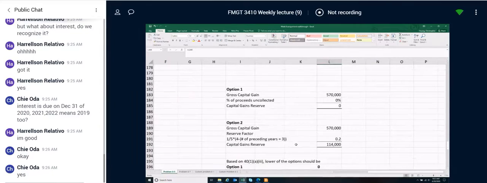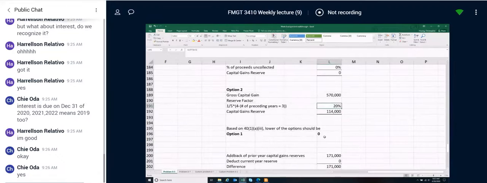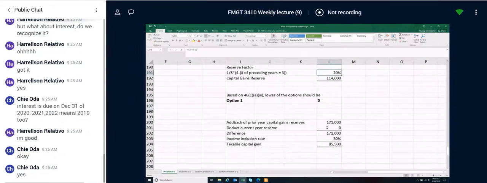2022, now you're at 0 versus 20%. So again, 0 is going to win. So you should have no reserve. So now no reserve, prior year reserve 171, no new reserve. There you go. There's your capital gain, 50%, 85.5.